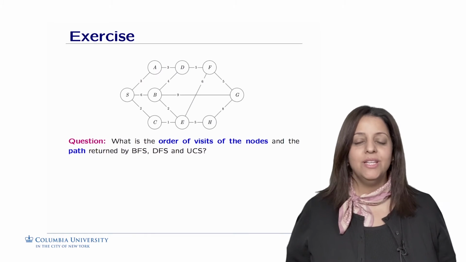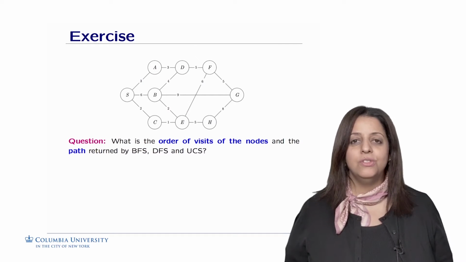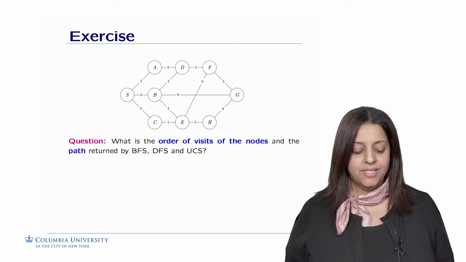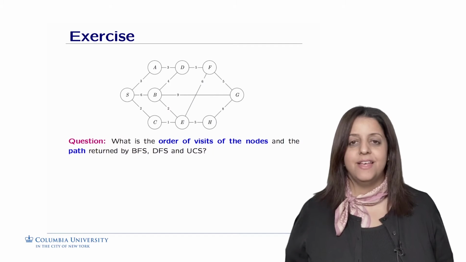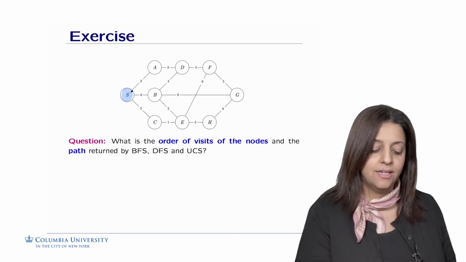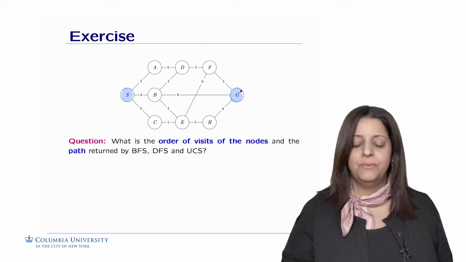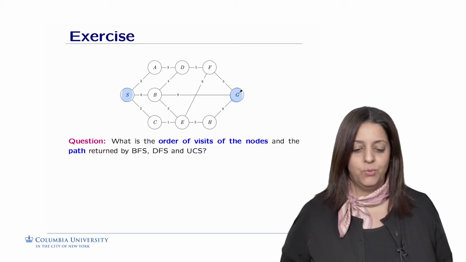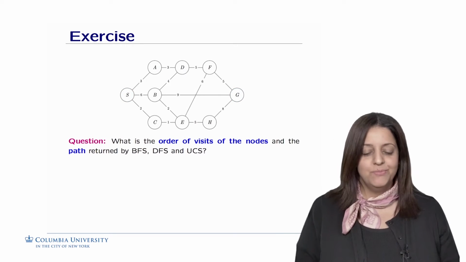Let's now take an example and answer the question of what is the order of the visit of the nodes and also the path returned by BFS, DFS, and UCS. So the goal here is to go from the node S, the start, to the node goal, right? So we're going to see with different strategies how it works. Let's now take an example to practice.